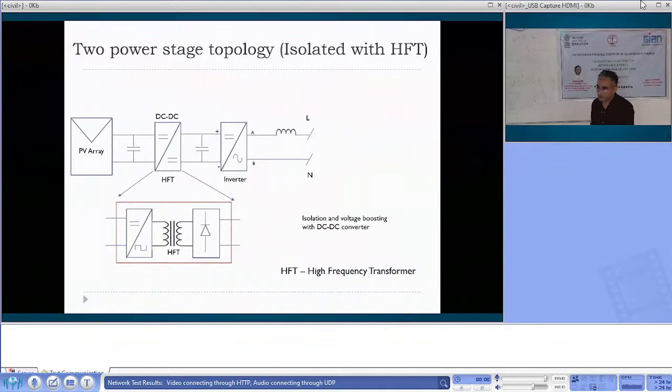So size will be reduced. A is the core area, so the core area itself will get reduced, okay, for the same voltage. So naturally the size will be very much compact.